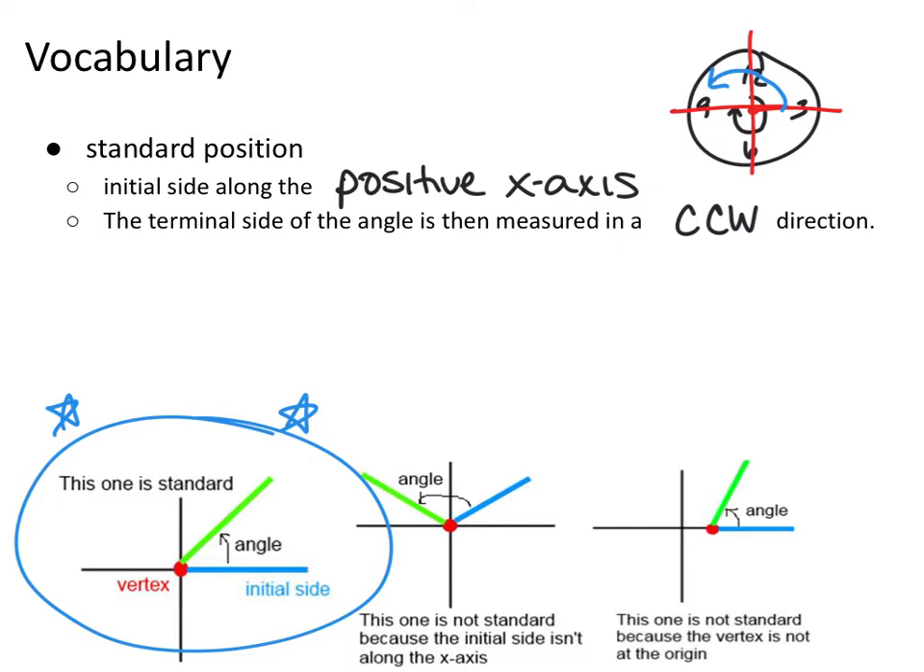Standard position for an angle has the initial side along the positive x-axis, the vertex on the origin, and the terminal side of the angle is measured in a counterclockwise direction. So we're going from the positive x-axis here, this direction, counterclockwise. If you think about a clock, the hands normally go this way. Counterclockwise, the way we measure angles, is the opposite, so counter of clockwise.